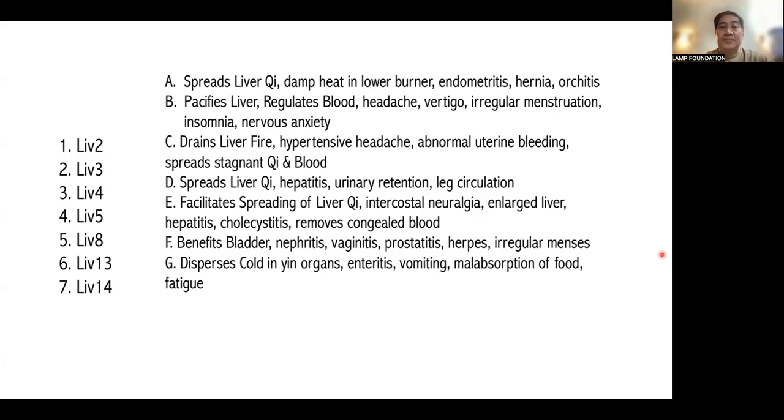Liver 13, Doc, my answer is letter G. Disperses cold, yin organs, enteritis, vomiting. Absorption of food and fatigue. Liver 13 is the front mo point of what? Front mo point, Doc, of the spleen channel.